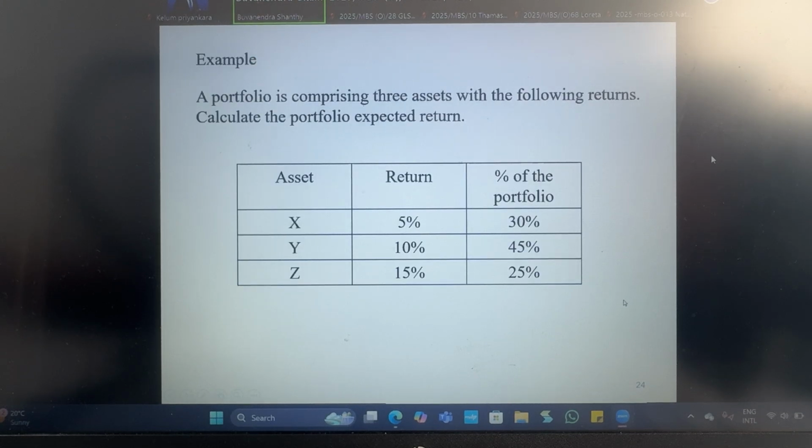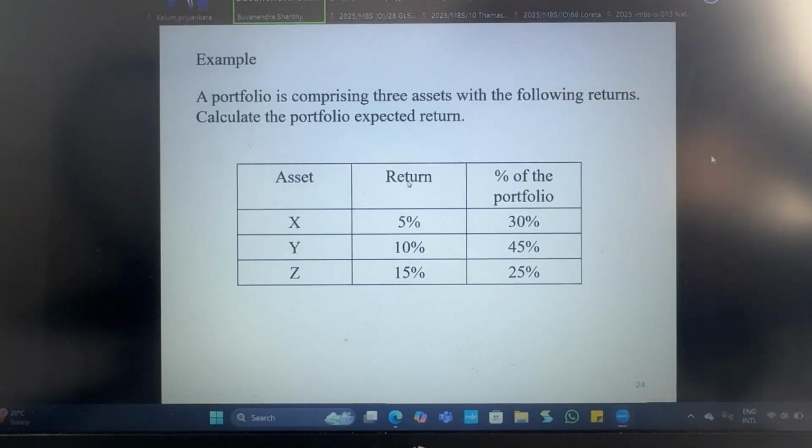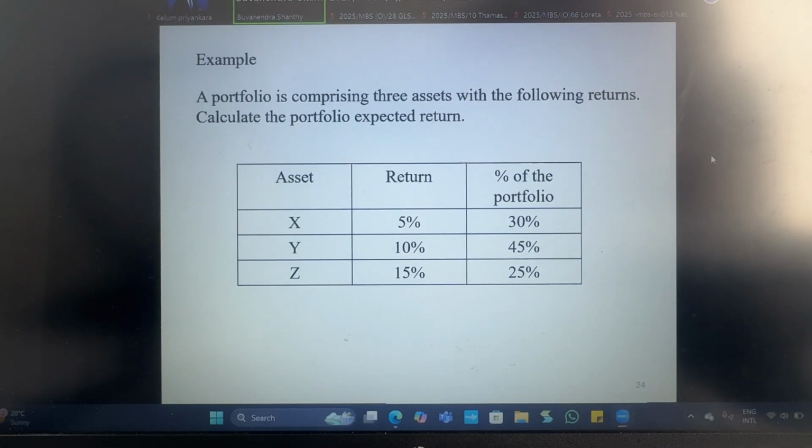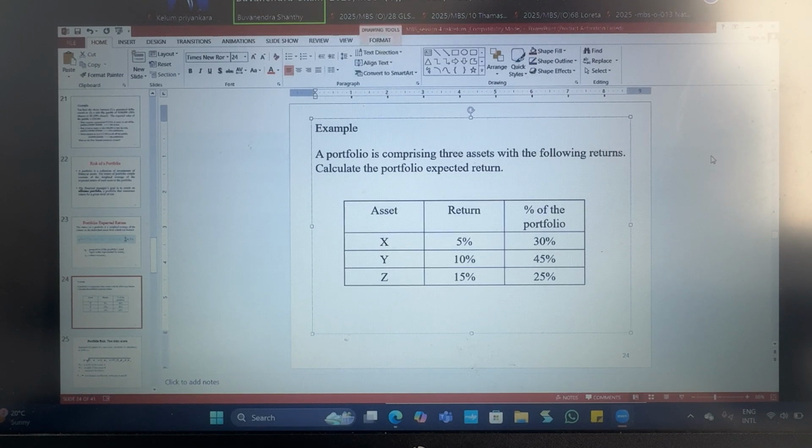Here you can see there are three assets with the following returns. Calculate the portfolio's expected return. So how can we calculate that? This is asset X, asset Y and asset Z. There are three assets. If we calculate the portfolio's expected return for these assets, why is it a portfolio? There is no single asset; there are three assets. Percentages are given: this is 30%, this is 45%, this is 25%.